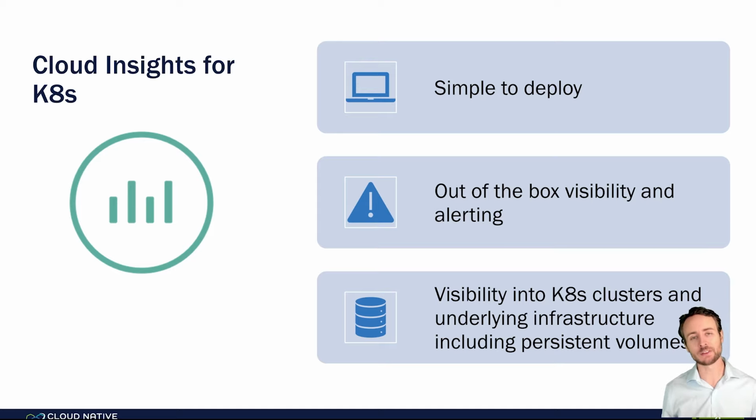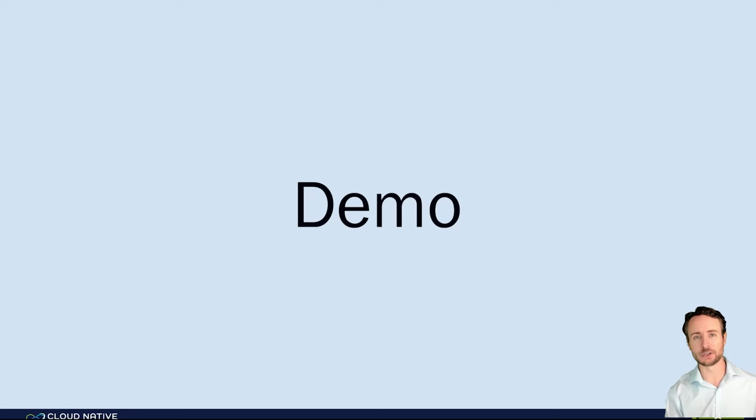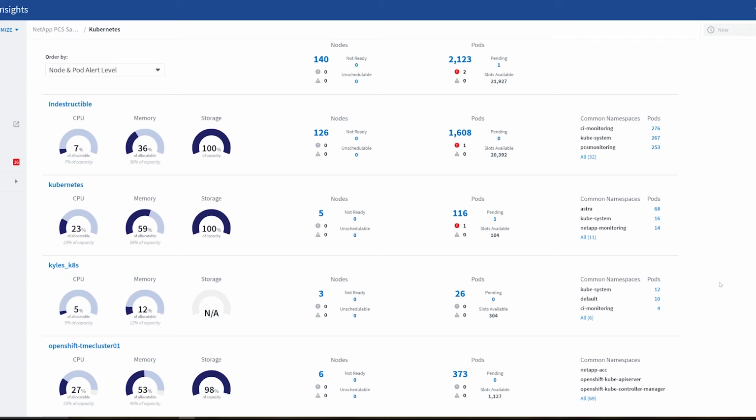We can now look at things like persistent volumes, where they're coming from, what capacity we have available on the back end, and look at how this data is being mapped to our pods and our containerized applications and our persistent volume claims. So before I talk about this too much, let me just jump in and show you a live demo. So what we're looking at here is our Kubernetes Cluster Explorer within Cloud Insights.